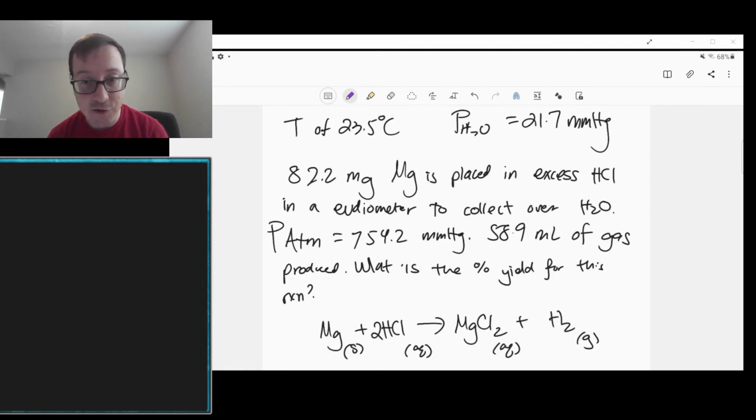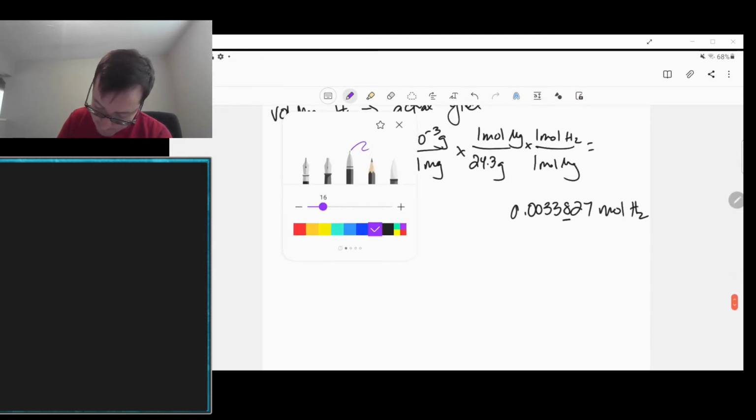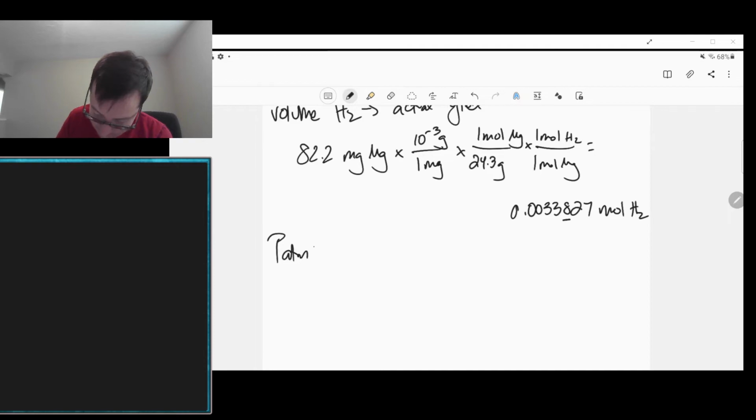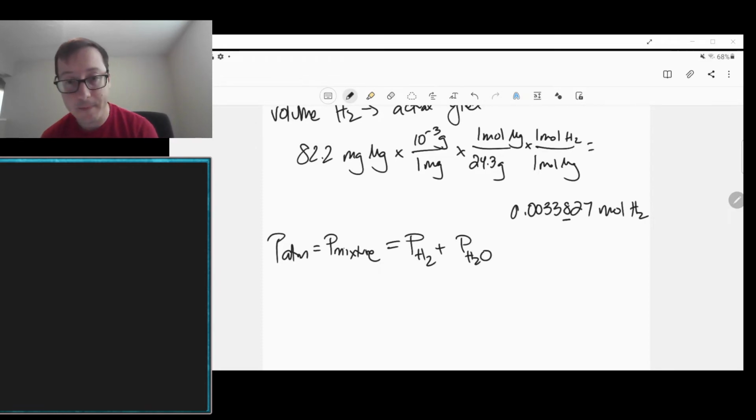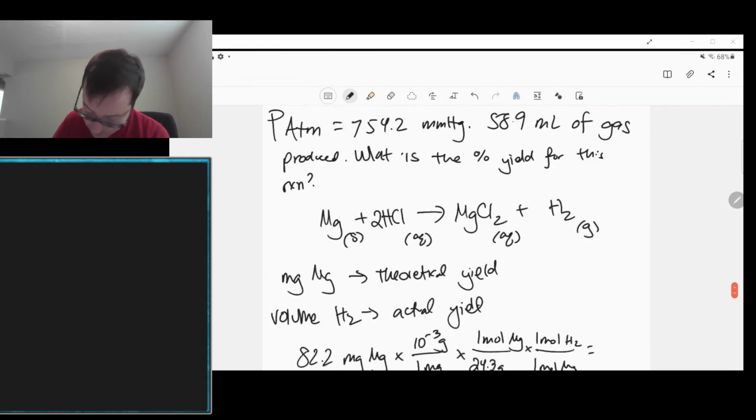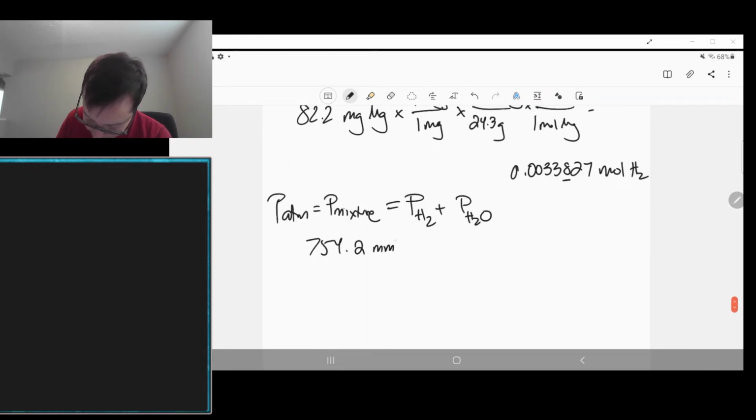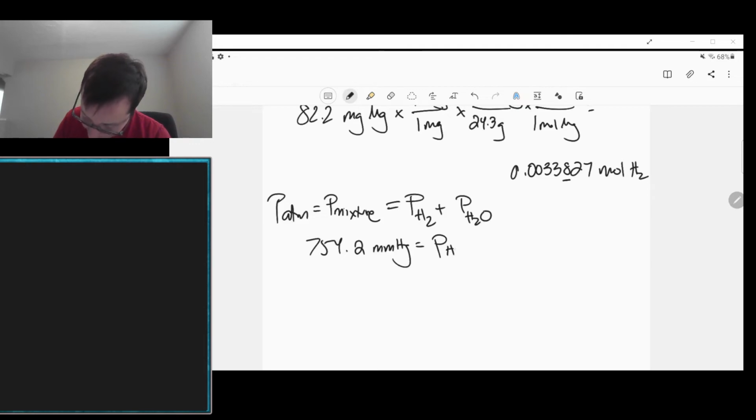But this is a mixture of gases. It's a mixture, so we can't use that pressure directly. We know that the pressure of the atmosphere is equal to the pressure of our mixture, which is going to be equal to the pressure of hydrogen plus the pressure of water. That's our mixture. It's hydrogen gas and water vapor, both of those as gases. And so we have 754.2 millimeters of mercury is equal to our pressure of hydrogen plus our water vapor pressure.